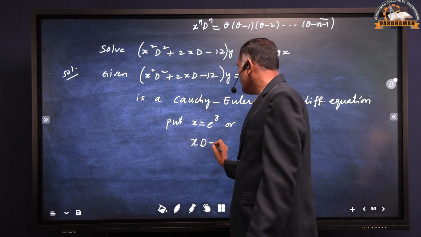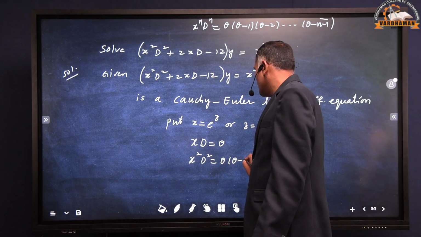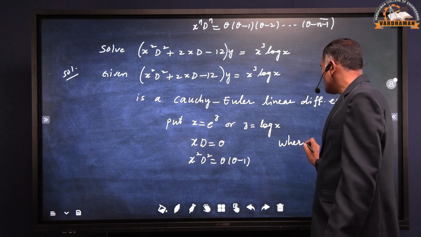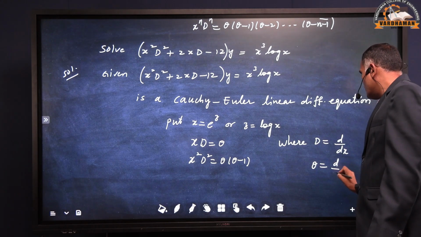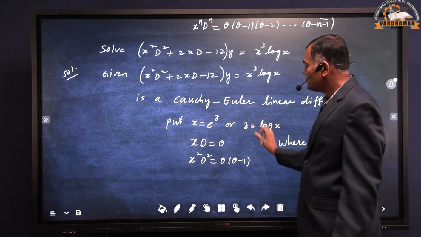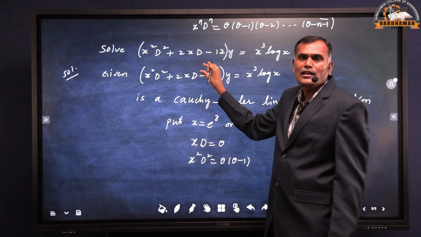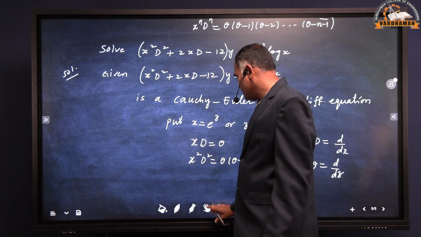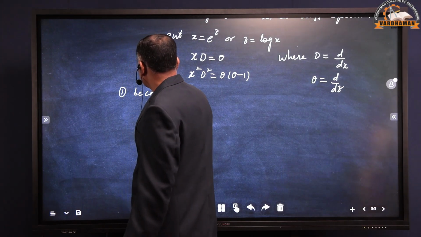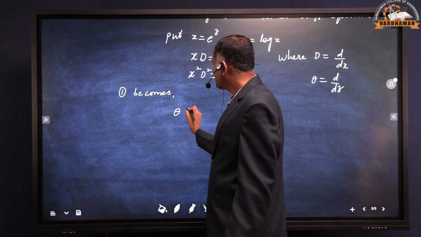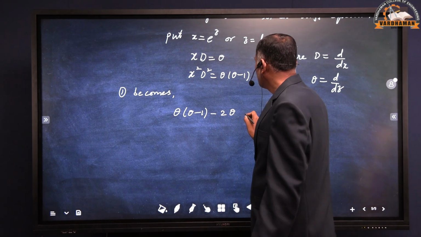In place of xD we can write theta. In place of x square D square we can write theta into theta minus 1. Where capital D is nothing but d by dx, theta is nothing but d by dz. By writing these substitutions in this differential equation, it reduces to a linear DE with constant coefficients. Let us write that. Let us say this is 1. Equation 1 becomes, by writing all these substitutions, in place of x square D square we write theta into theta minus 1, minus 2 into theta.